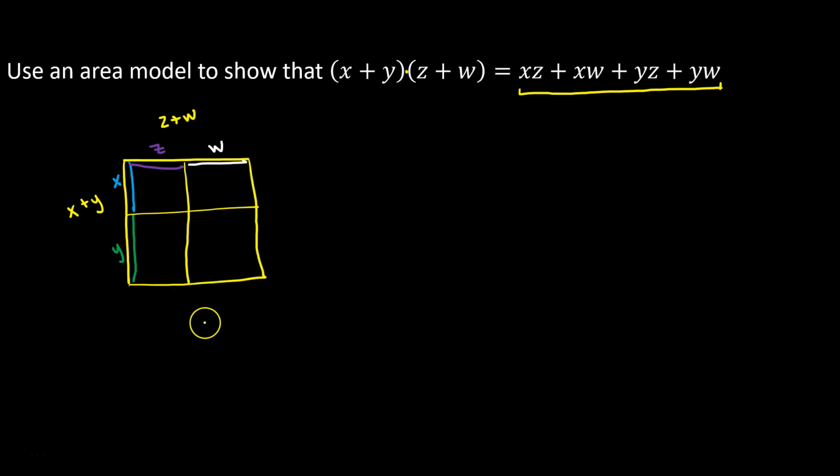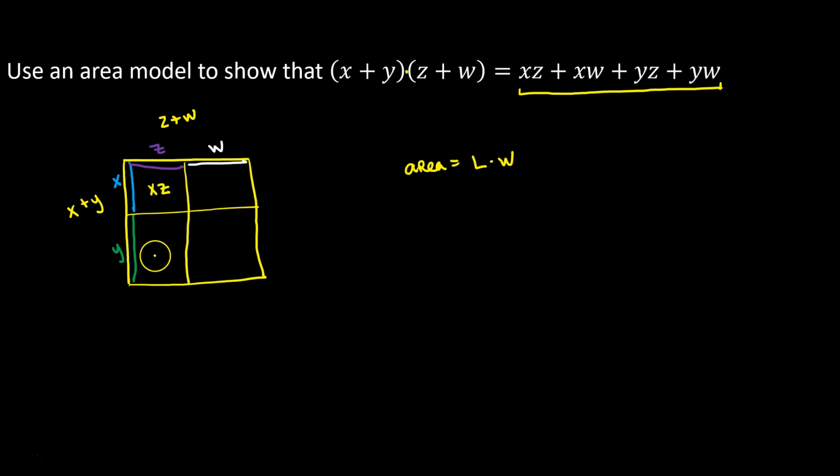Then when we complete the area model, we can look at this as the area of 4 smaller squares. The area in this top left square has one side that is length x, one side that is length z. And we know that area equals length times width. So if we call x the length, z the width, the area of this first square looks like x times z.